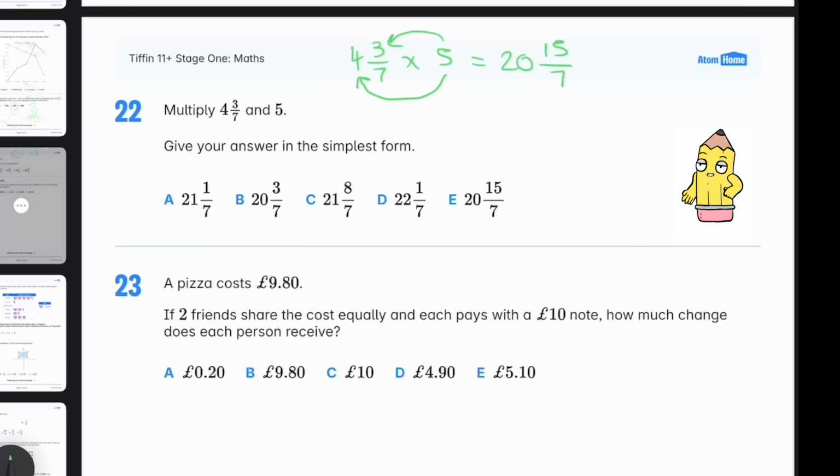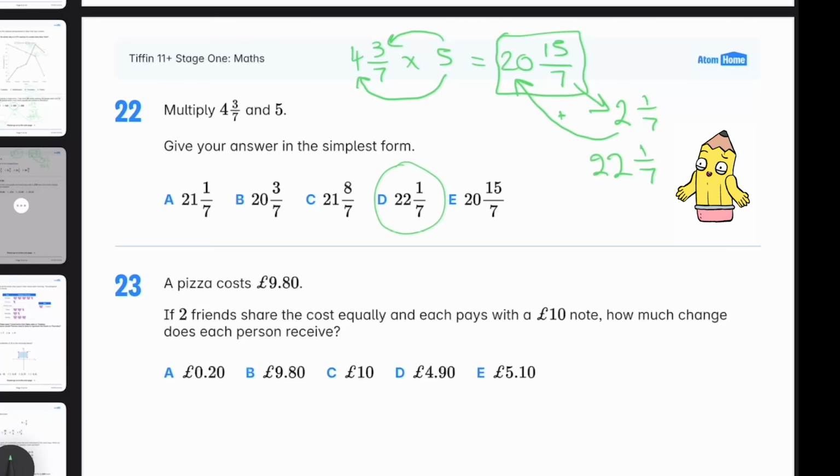Remember, when you're multiplying a whole number by a fraction, we just multiply the numerator by the whole number. Now finally, we can turn the improper fraction into a mixed number. So this is our improper fraction here. And we know that 15 over 7 can be seen as 2 and 1 over 7. If we then add that to 20, that's 22 and 1 over 7. And D is our answer.